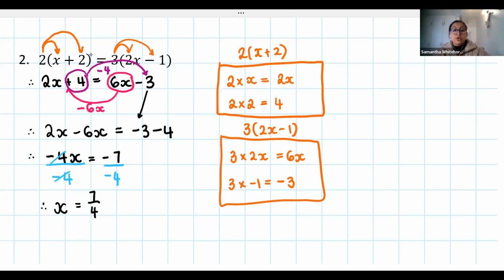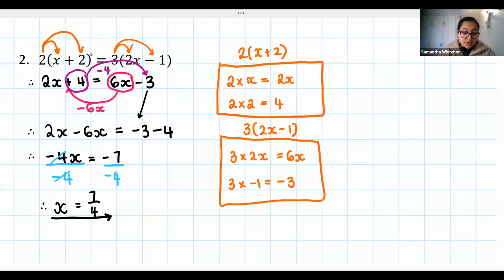Now, you can write this answer in different forms. You could write it as a mixed number. You could write it as a decimal. We prefer you to just leave it as an improper fraction. So this 7 over 4, leave it like that. As long as it's simplified, you are fine.